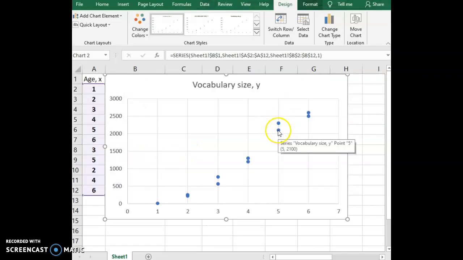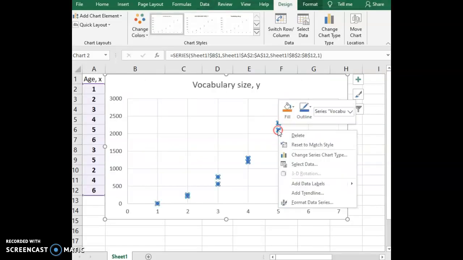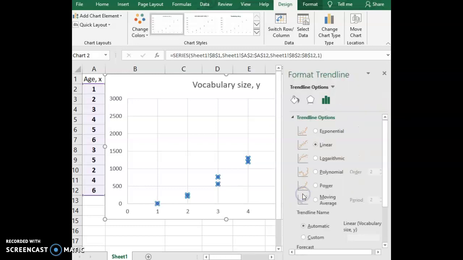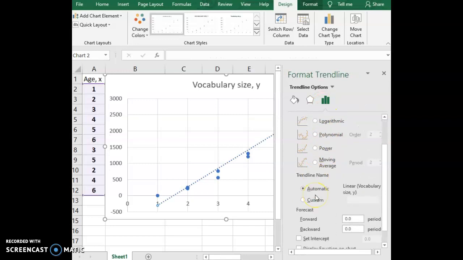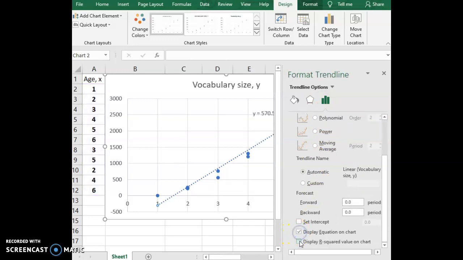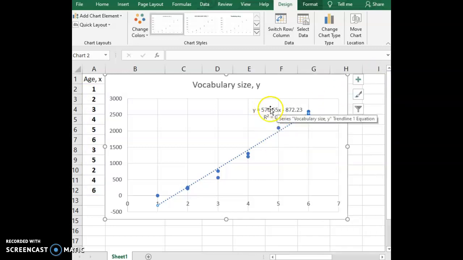You'll want to right click on one of the dots in your scatter plot and go down to add a trend line. And you see options pop up. Make sure you're on linear. And there's two things we want to click here: display the equation and display the r squared value. We exit out of that and we see those things displayed.